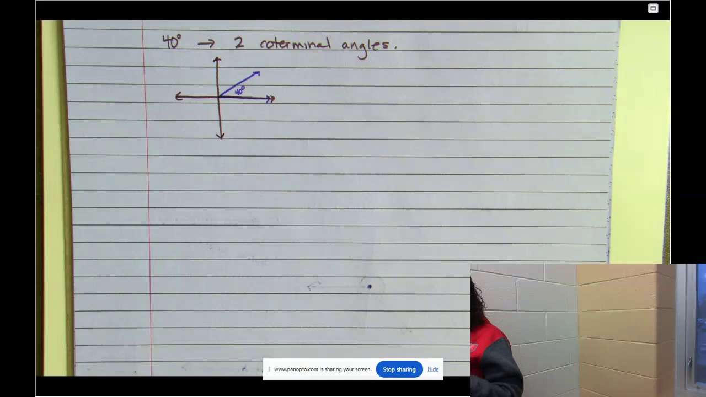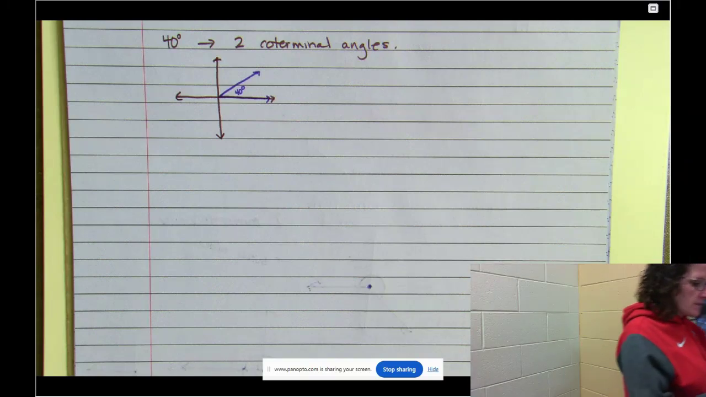For sure, I'm confident you guys will get one. The other one requires a little bit of thinking outside the box. Not terrible. You got 2? What did you get? I got negative 320 and negative 680. Not the one I was thinking of, but that's fine.